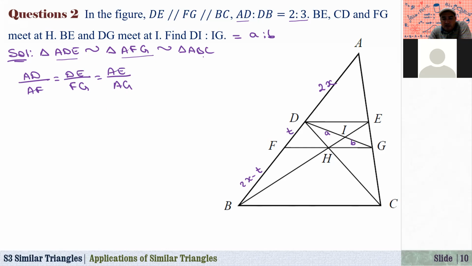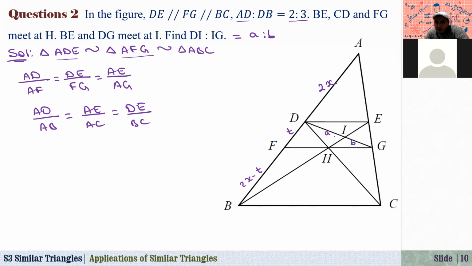And also I can write this one. How about ABC, ADE: AD over AB equals AE over AC equals DE over BC. In this one I can just write this. If I write everything, it will be a bit complicated.